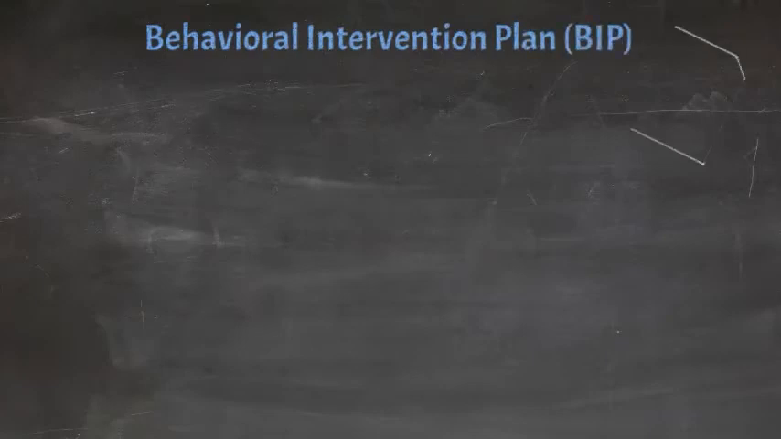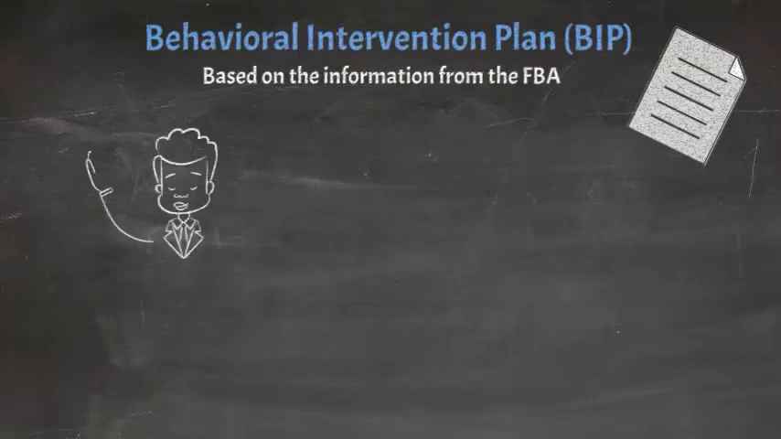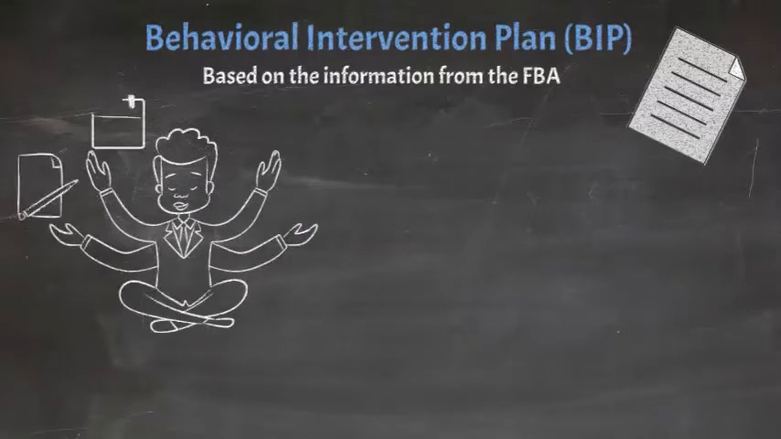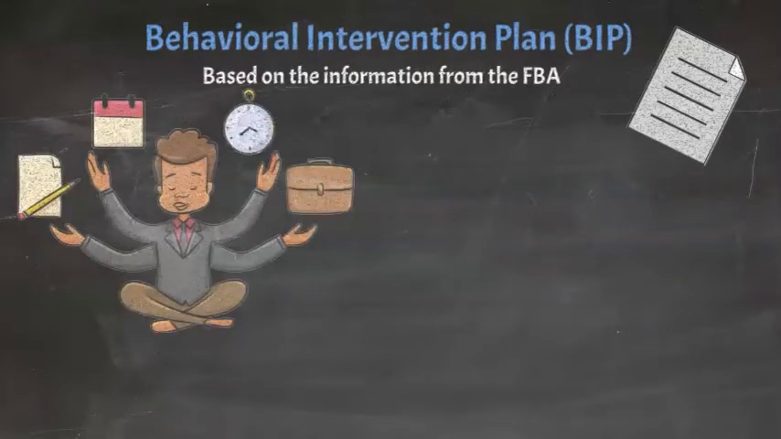A behavioral intervention plan, or BIP, is a written plan that is part of a child's IEP. It is based on the information gathered in the Functional Behavioral Assessment, or FBA. The BIP should be positive and focused on giving the child the skills that they need to interact successfully in school, not on punishing the child.